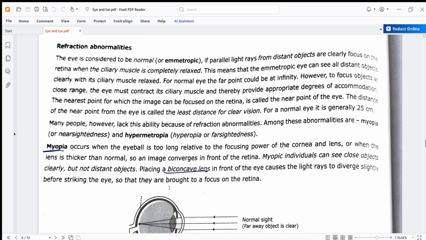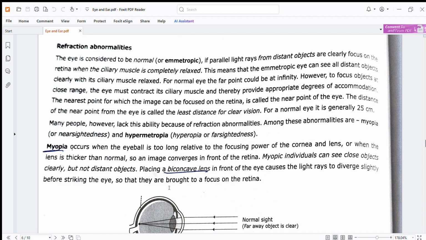However, to focus objects at close range, the eye must contract its ciliary muscles and thereby provide an appropriate degree of accommodation. The nearest point for which the image can be focused on the retina is called the near point of the eye. The distance of the near point from the eye is called the least distance for clear vision. For a normal eye, it is generally 25 centimeters. Many people, however, lack this ability because of refraction abnormalities.